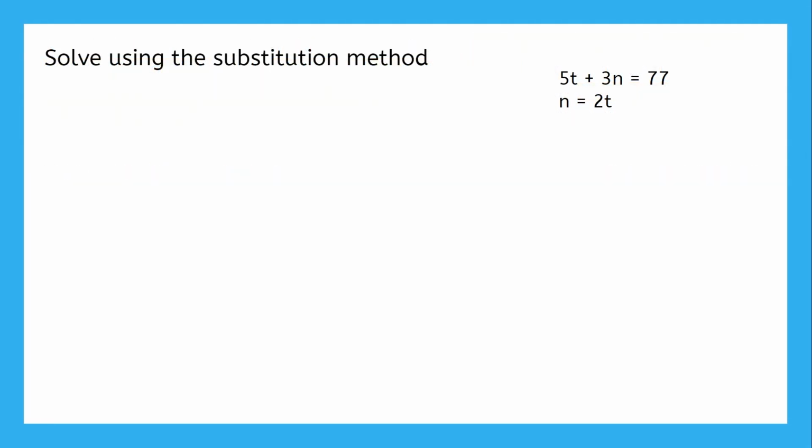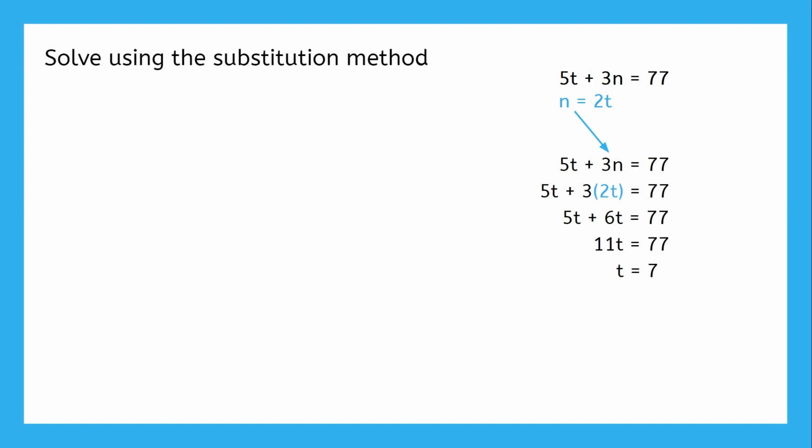Since one of the equations already has a variable isolated, the substitution method will be easiest here. We simply take the top equation and do what the bottom equation says. Substitute 2t for n, and now solve for t. Multiply 3 times 2t, combine like terms, and divide by 11. t is equal to 7.